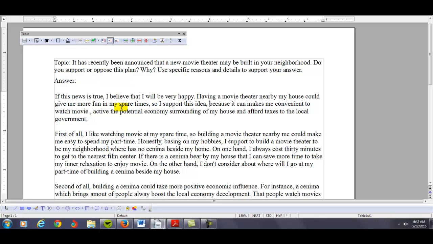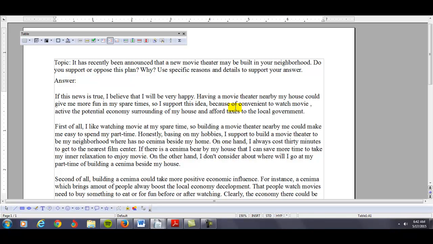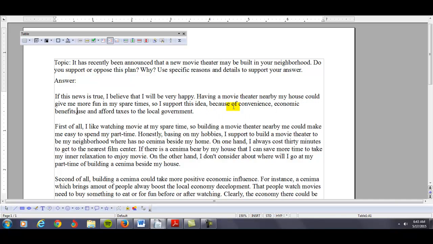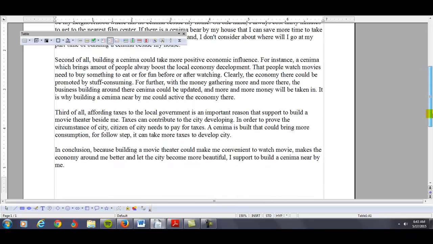So you have some parallel structure problems here. You see, because it can makes, then you have active and then afford. So here you have a verb, here you have an adjective, then here you have a verb. How about because of convenience, economic benefits, and so on? Yeah, I don't know if these are different enough.